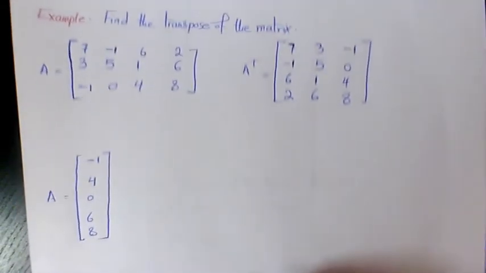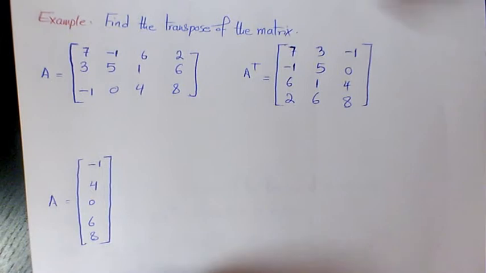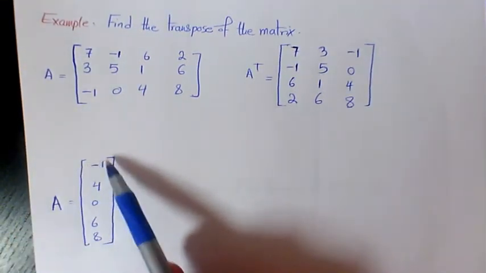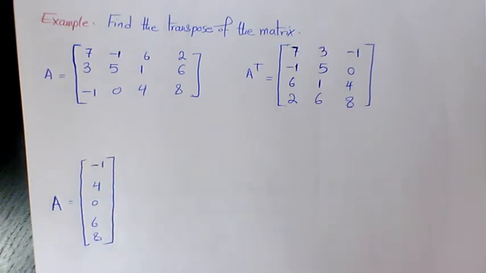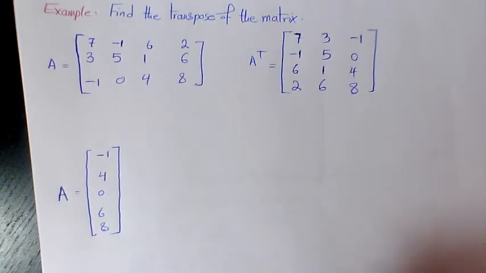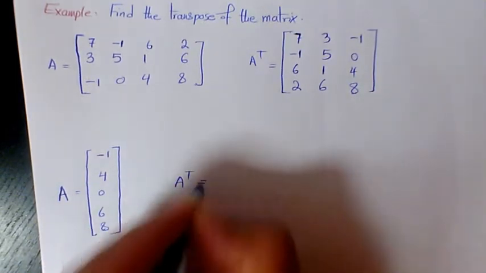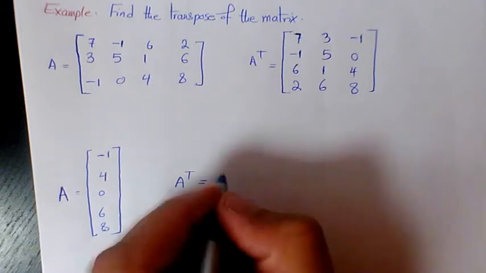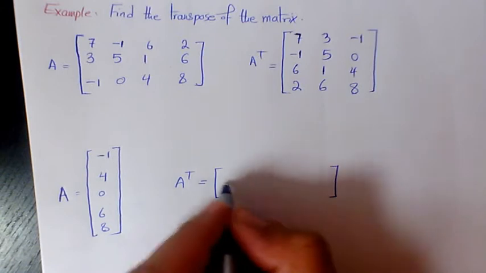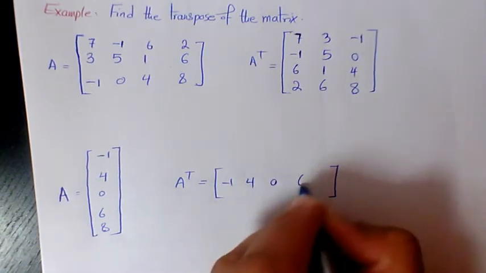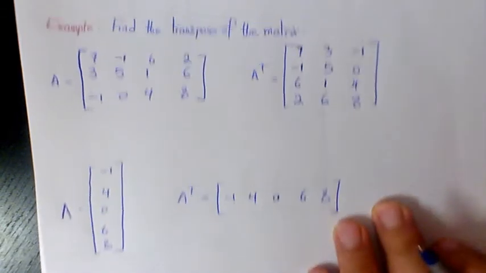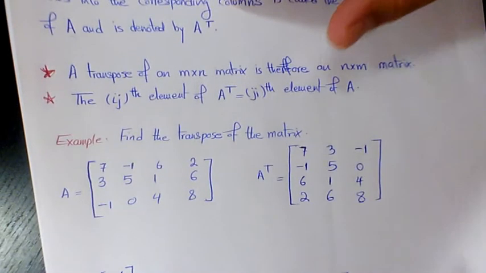Next example, here we have a vertical or column matrix. We have 5 rows and 1 column. So it is basically a 5 by 1 column matrix. So AT is supposed to be 1 by 5. So I'm going to have a row matrix, which is going to be -1, 4, 0, 6, and 8. So that's the transpose of this matrix. Let's take a look at the next example.